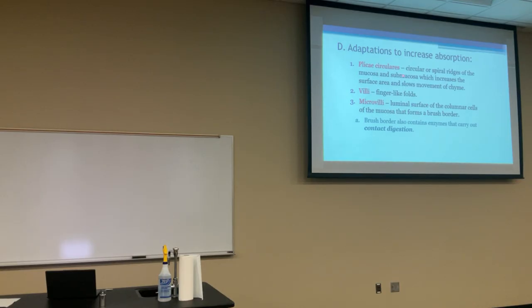Also, in the submucosa and the mucosa of the small intestine, there are little finger-like extensions that extend out into the lumen called villi. So villi are finger-like folds. They contain capillaries that absorb nutrients, as well as blind, microscopic, lymphatic capillaries. They're called lacteals in those villi. The lacteals absorb lipids.